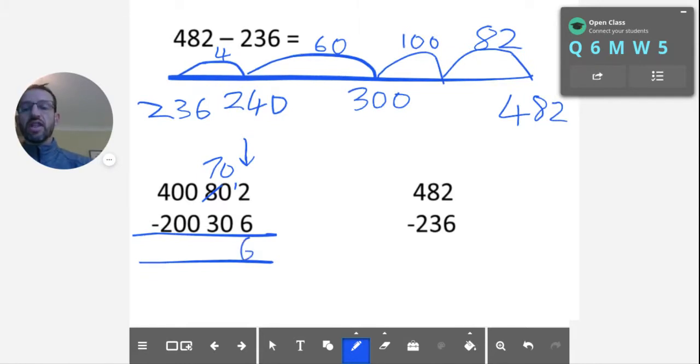So again, we've got 6, 3 from 7. It's going to be 4. It's 40 in the tens. And finally, 200 in the hundreds column.